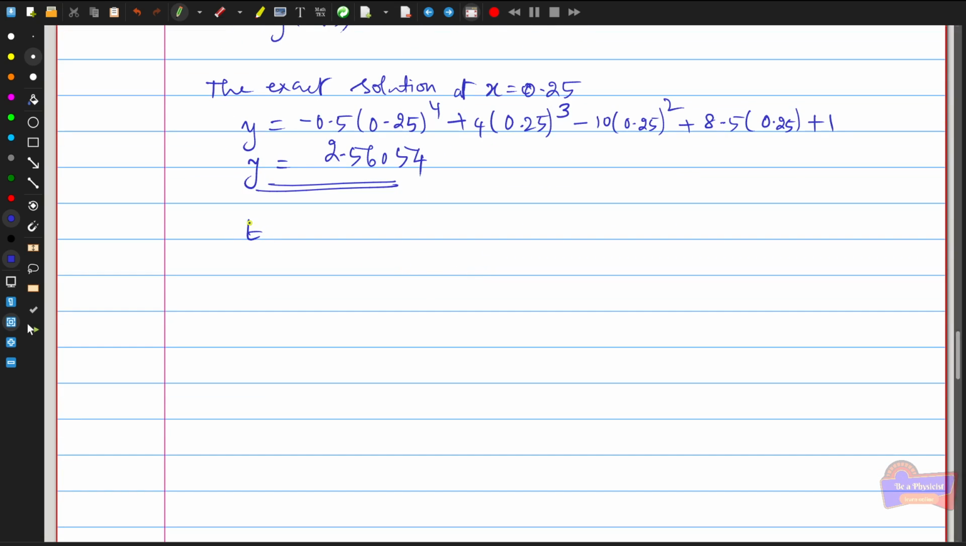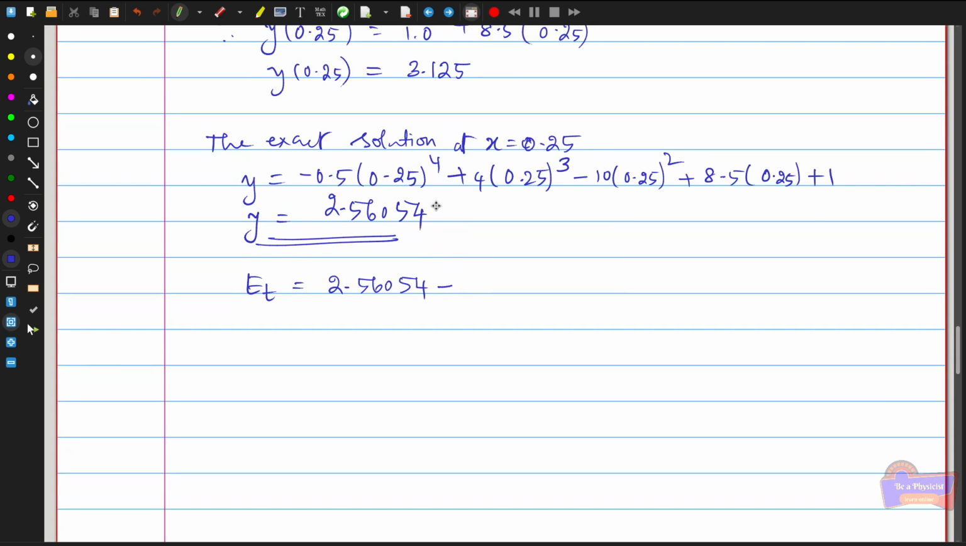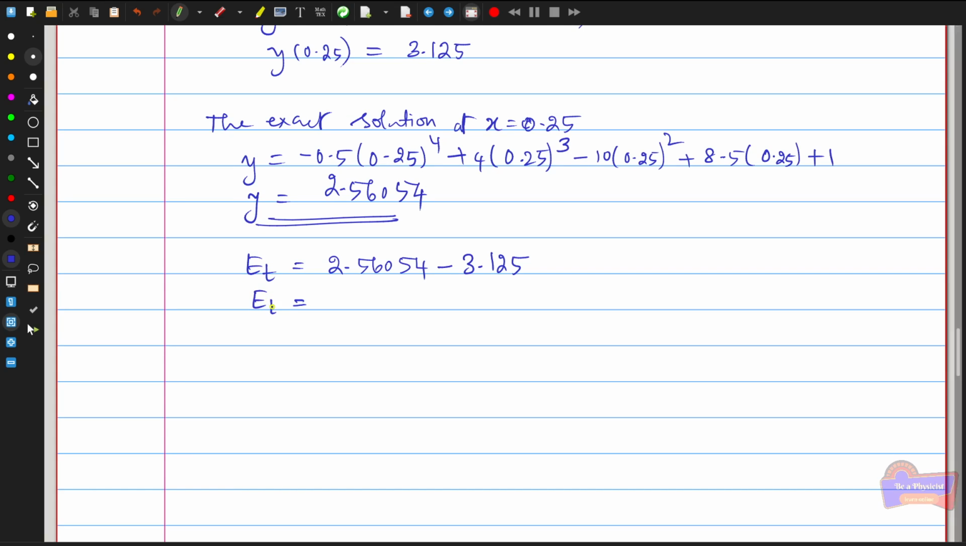Now we can find the error E_t, which is equal to the exact solution 2.56054 minus the calculated value 3.125. The final error is minus 0.56446. You can compare this error with the error calculated previously for h equal to 0.5, which was minus 2.03125. So that is the error we obtained using the time step of h equal to 0.5. Now the error is actually reduced when using 0.25, to minus 0.56446.